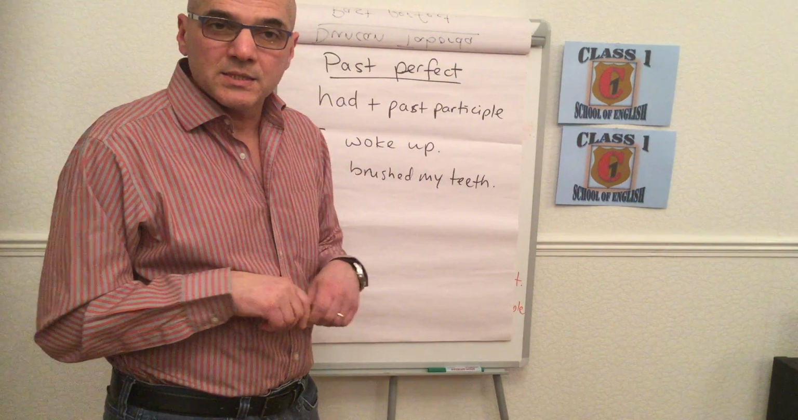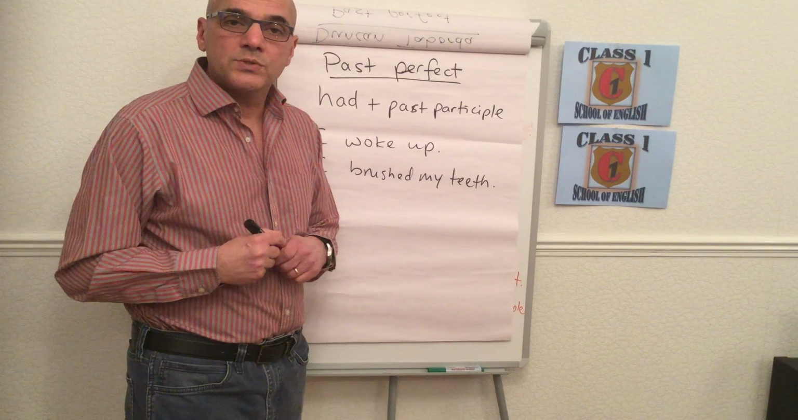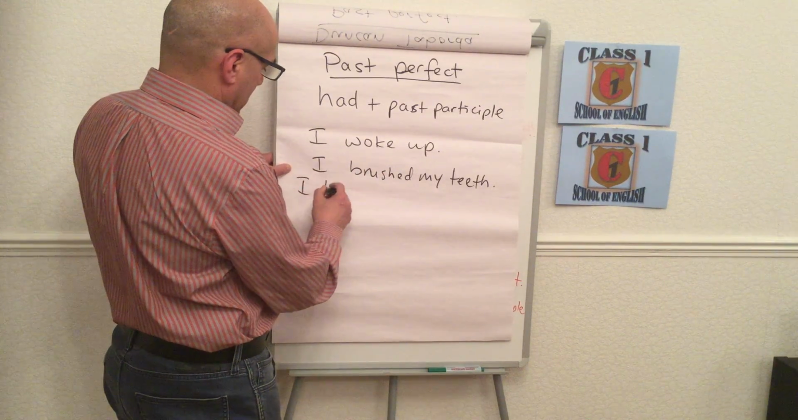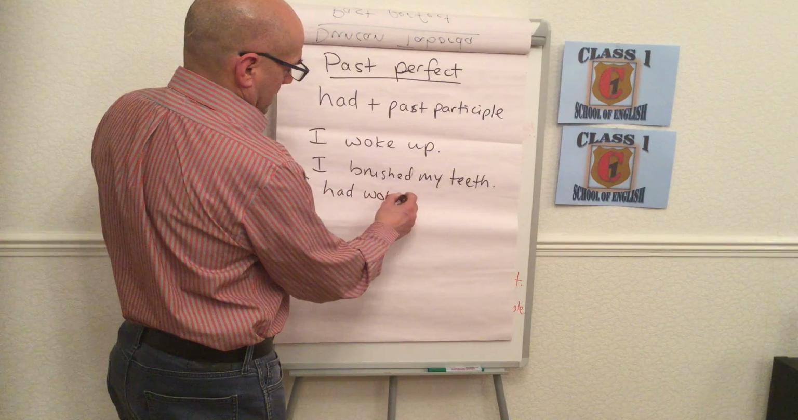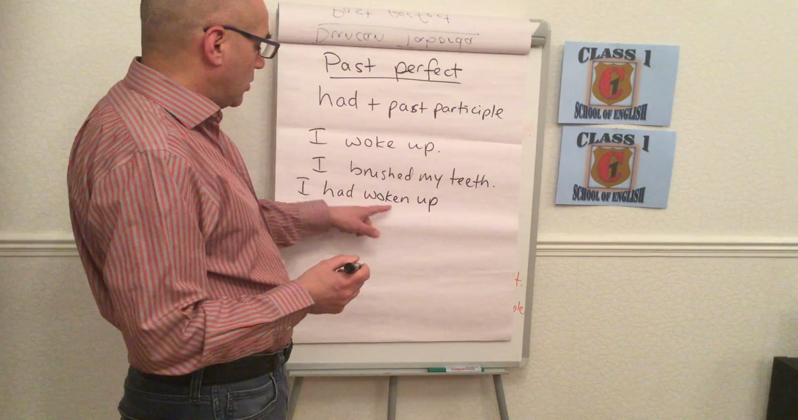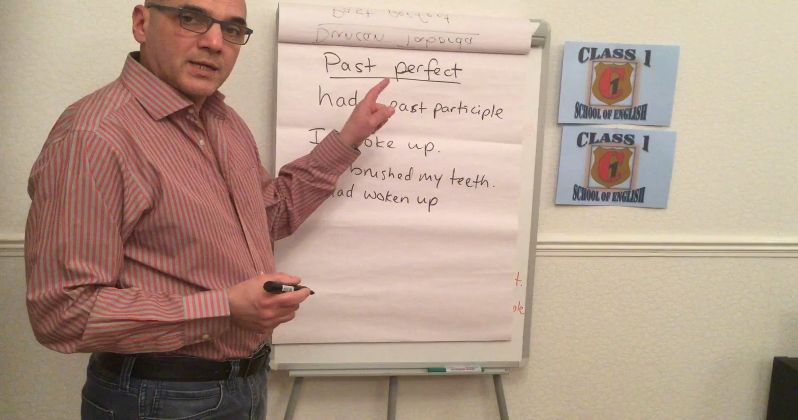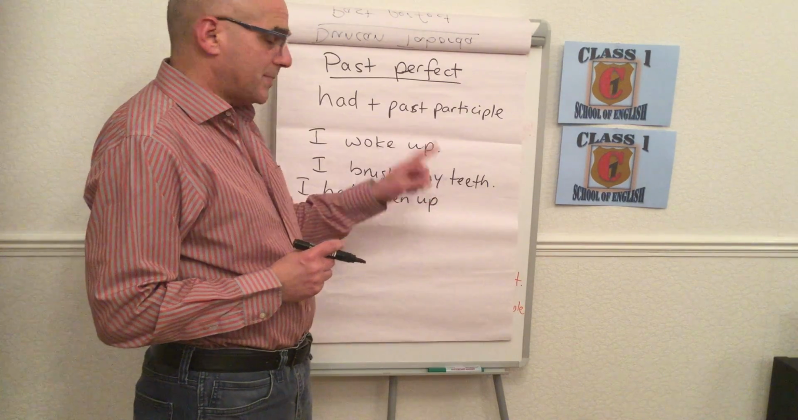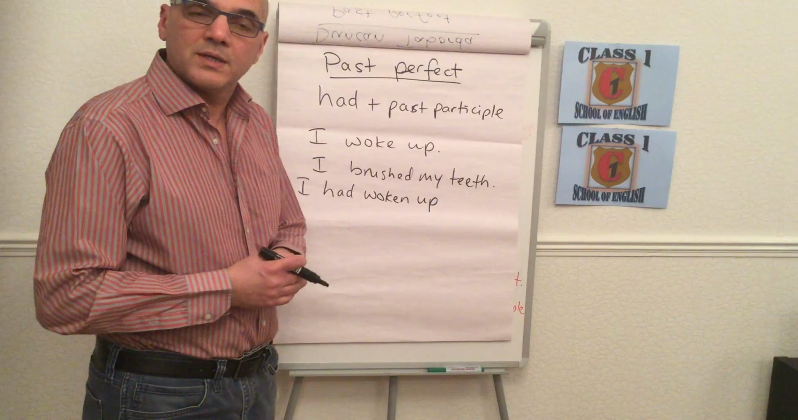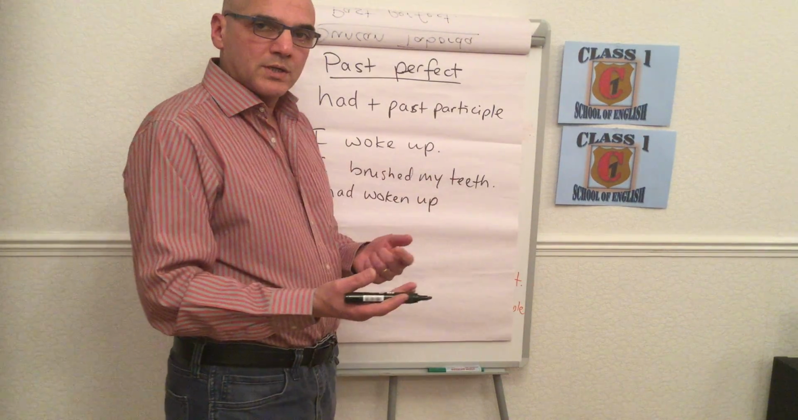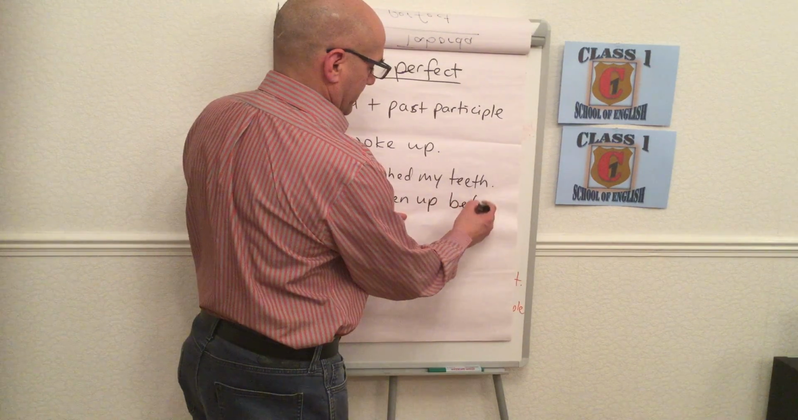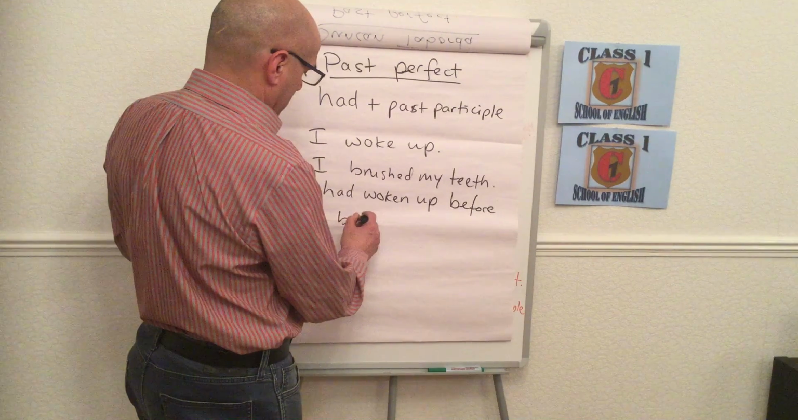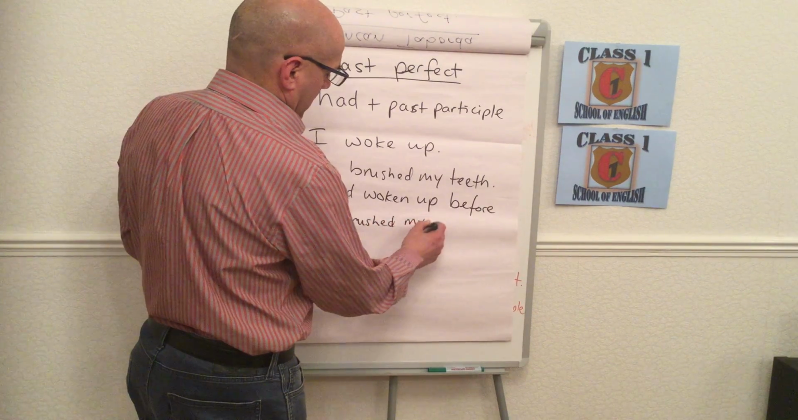Now let me put this in a sentence all together and show you how you would use the past perfect, okay? So, instead of me saying I woke up, I'm going to actually say I had woken up. So woken is the past participle of to wake. Here you have the past simple, here is the past participle, okay? So I had woken up. Now before I put the second part of it in, I've got to put an appropriate connective, a joining word. And for this one I'm going to use before. Okay? So I had woken up before I brushed my teeth.